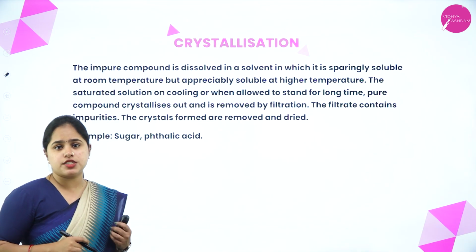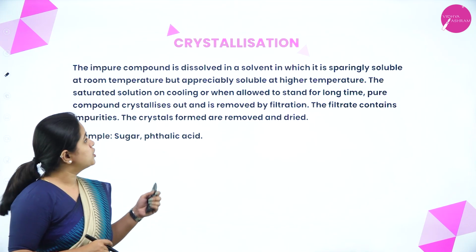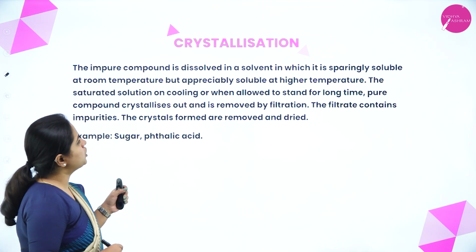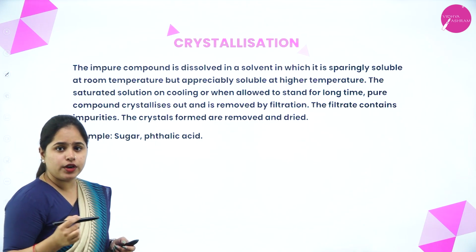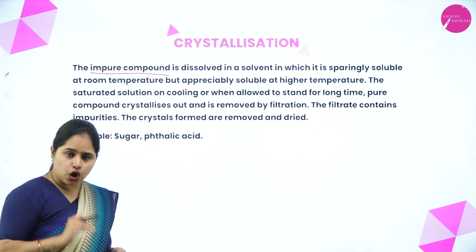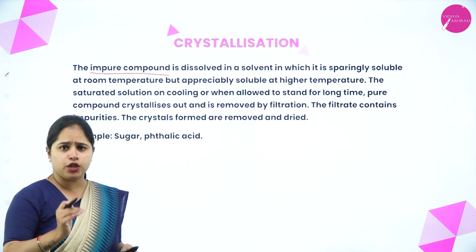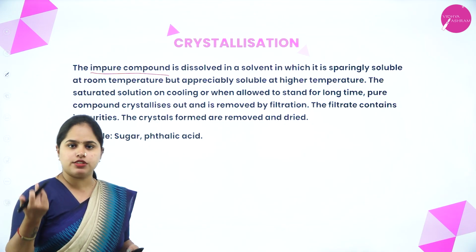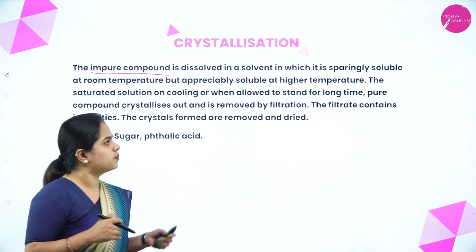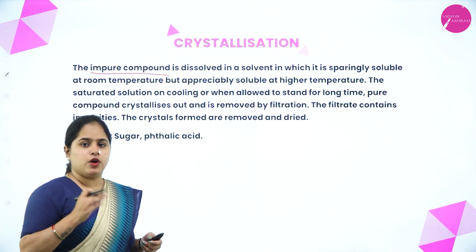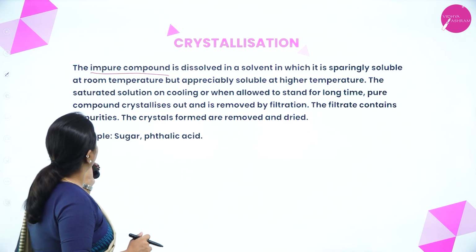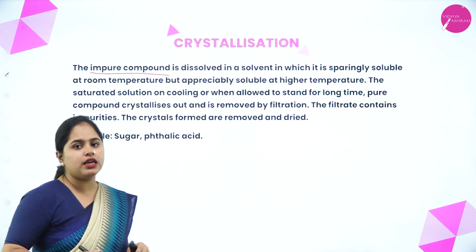So the next method is crystallization. The impure compound is dissolved in a solvent in which it is sparingly soluble at room temperature but appreciably soluble at higher temperature. So what do we do first? We take the impure compound which we have to purify and dissolve it in a solvent in which it is sparingly soluble at room temperature. But once we increase the temperature, it will be completely soluble, right? So the impure compound is taken and then we add a solvent to it. Okay. Now the saturated solution, on cooling or when allowed to stand for a long time, pure compound crystallizes out and is removed by filtration.